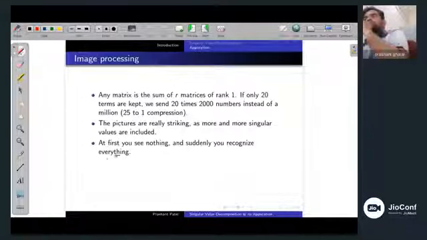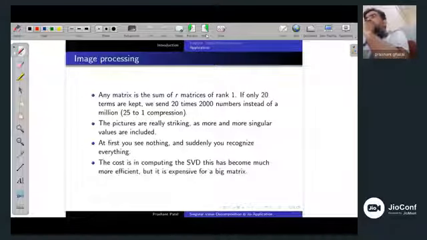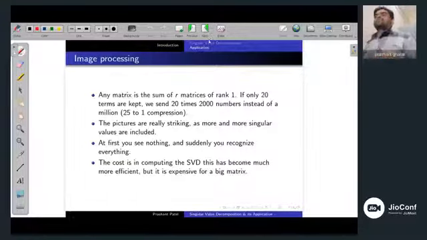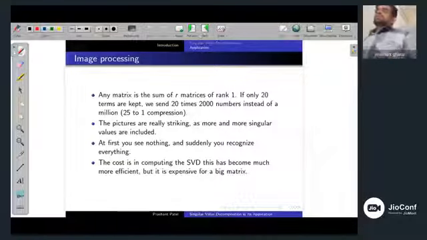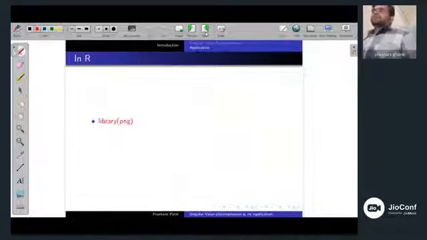So at first you see nothing, and suddenly you can recognize everything when you apply a singular value decomposition. The cost of computing SVD has become much more efficient, but it is still expensive for a big matrix. For example, here I have gone through one example in R.